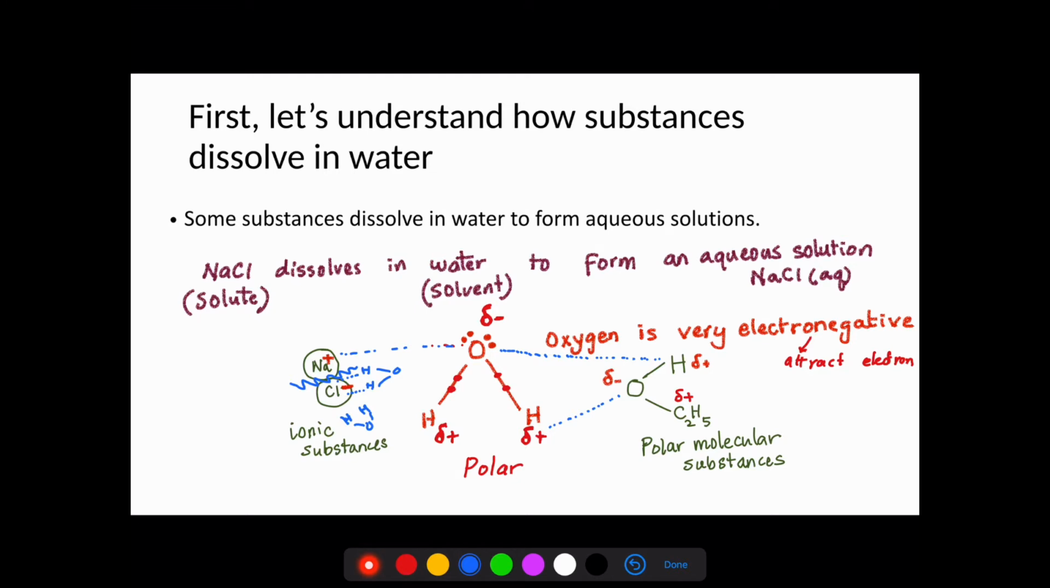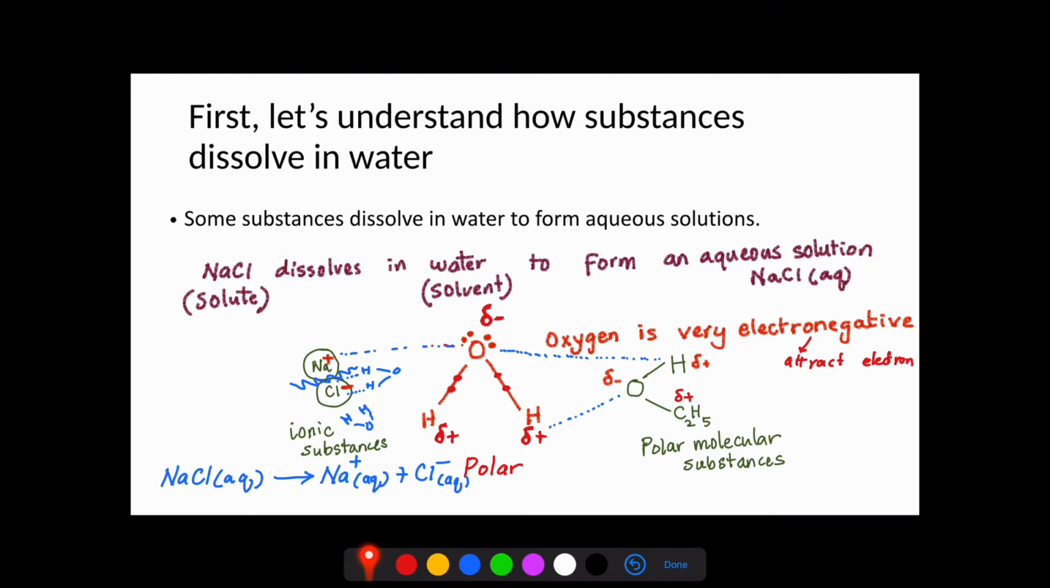So we can represent that with an equation. If you have sodium chloride dissolved in water, that means sodium chloride aqueous, you can show that it is breaking apart into sodium ions, which will be dissolved in water, plus chloride ions, and these also will be dissolved in water. Molecular substances, on the other hand, dissolve without breaking into ions. That's a key difference.